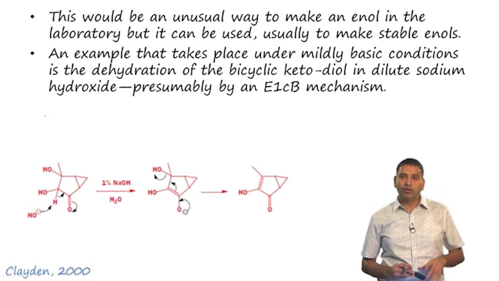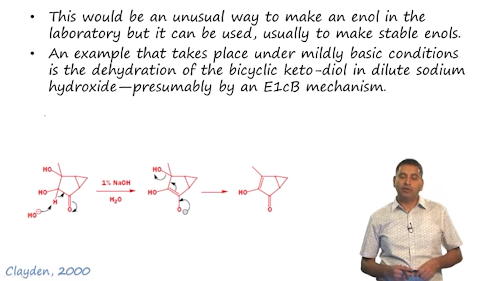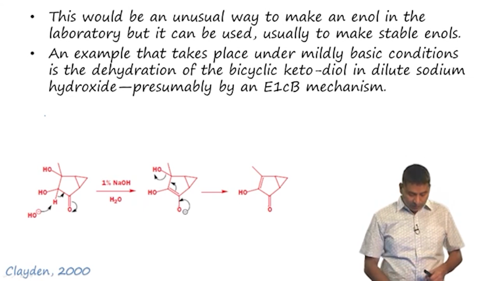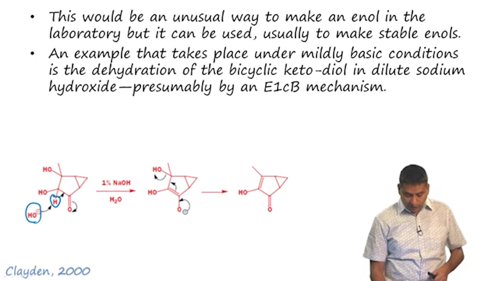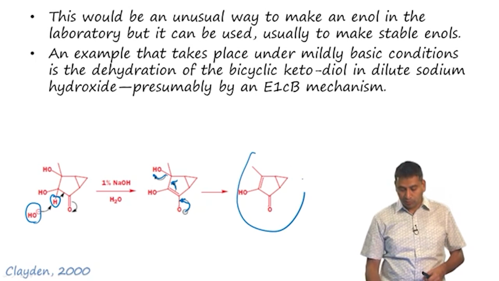This would be an unusual way of making an enol in the laboratory, but it can usually be used to make stable enols. An example that we can look at is this molecule here, wherein, when you treat this with 1% sodium hydroxide, an E1CB type mechanism occurs. First this proton is pulled out by hydroxide ion to generate this enolate, which then rearranges, kicking out OH minus in an E1CB mechanism to produce this product.